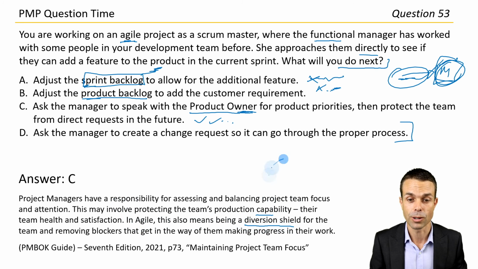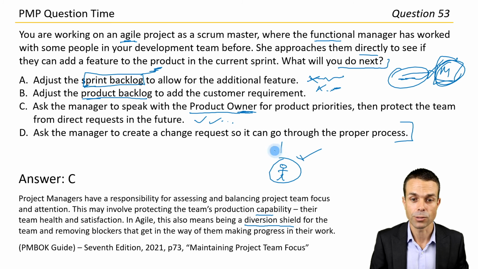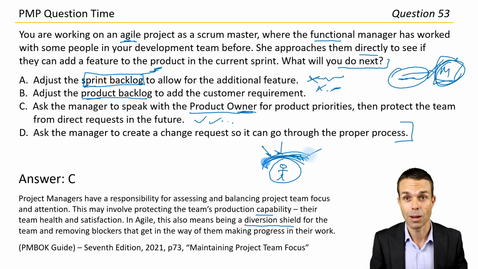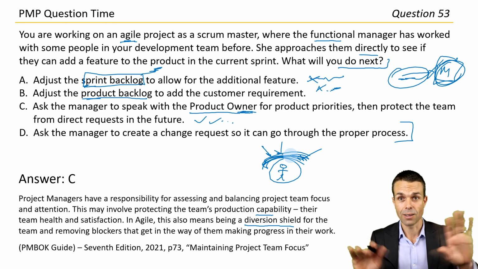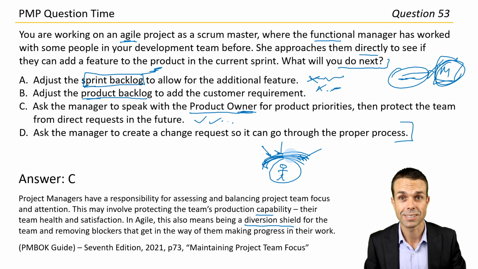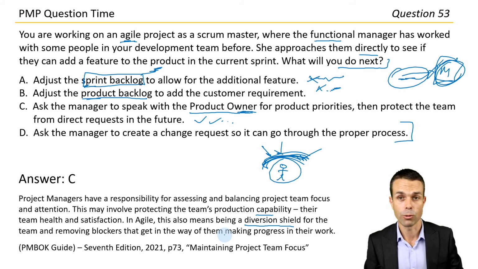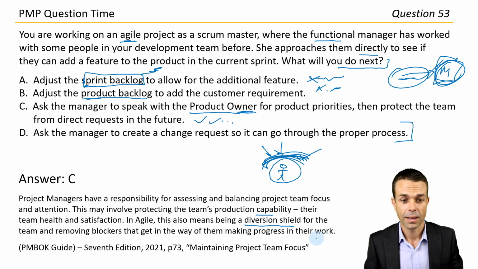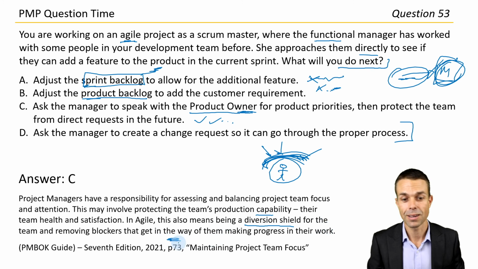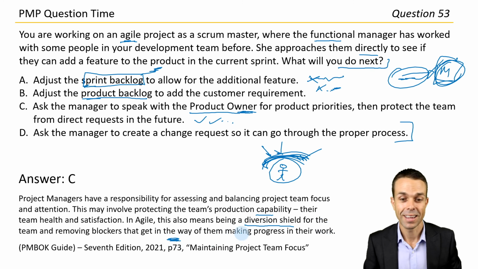Really, really good. So we've got our team, happy people, everyone's coming at us with requests, but they can't get to us because our product owner and our Scrum Master are shielding the team from those requests. Wonderful stuff. And that gets in the way of them making progress of their work. So we don't want any of that. Under page 73, maintaining project team focus in the PMBOK Guide 7th edition, a really, really good way.